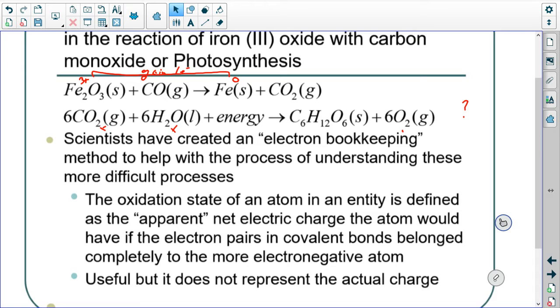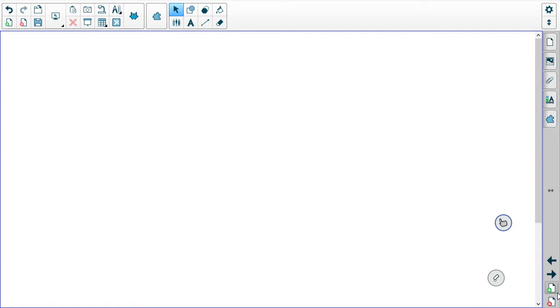An oxidation state of an atom in an entity, and when I say entity, I mean molecule or ion, is defined as the apparent net electric charge the atom would have if the pairs in the covalent bonds belong completely to the more electronegative atom. This is where it becomes difficult because we haven't really talked too much about this last year.